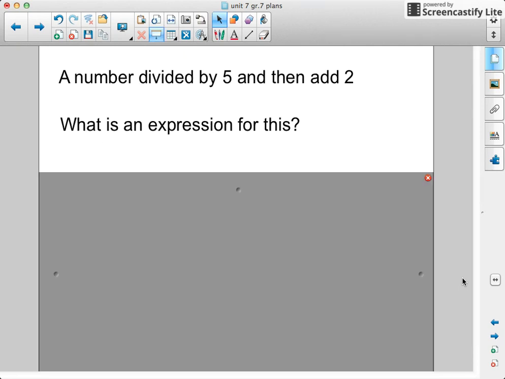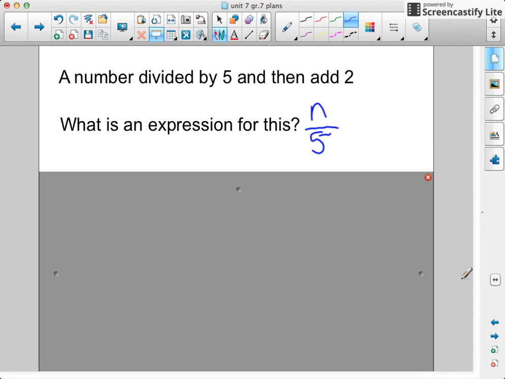So we're just going to do some examples to practice this. A number divided by 5 and then add 2. So we're going to write an expression for this. A number, that's what we don't know, what that number is. So that's going to be our variable. Okay, let's say it's n. Now it says to divide it by 5 and then add 2. So that is actually my expression.